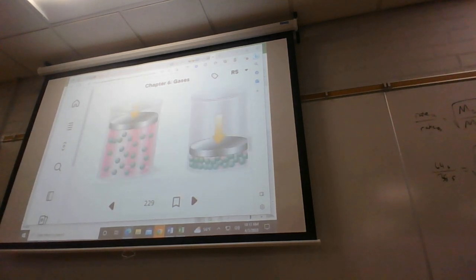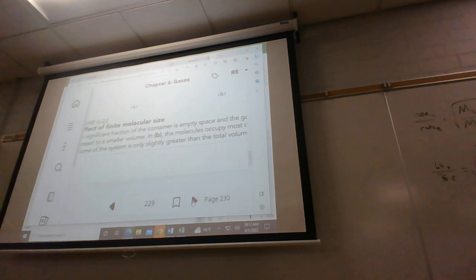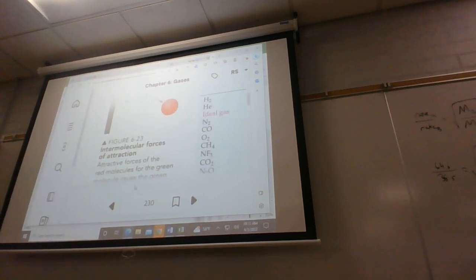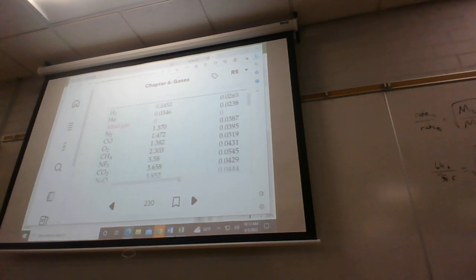All right, now we're doing chlorine. For chlorine, we have to look at what a and b are. a gives us an indication of how sticky they are, and b gives us an indication of how much volume they occupy.